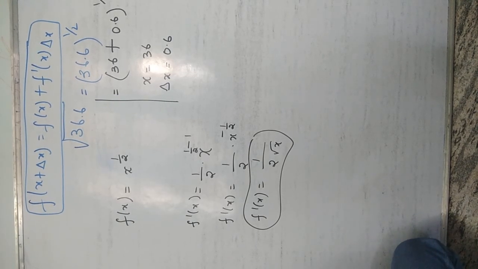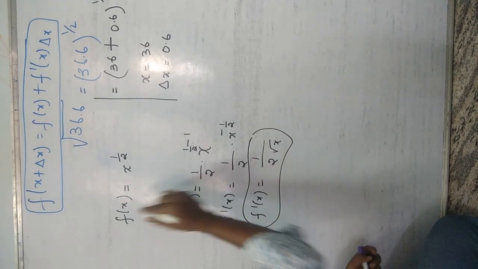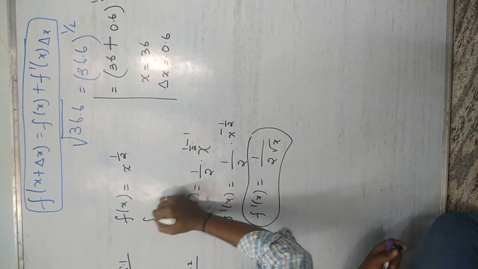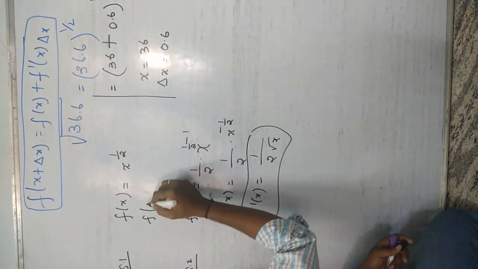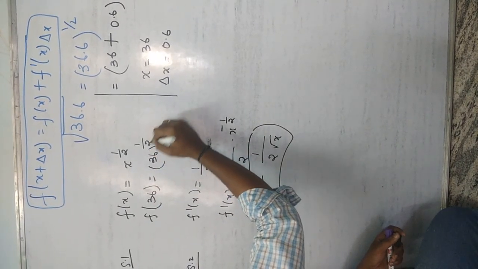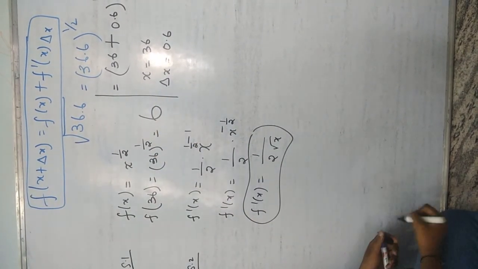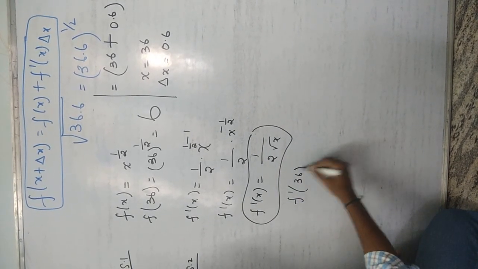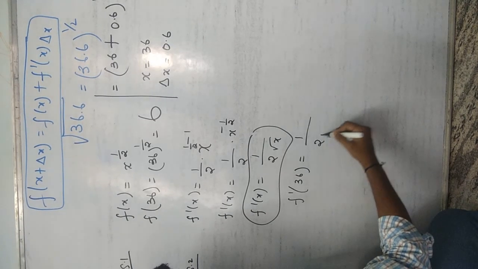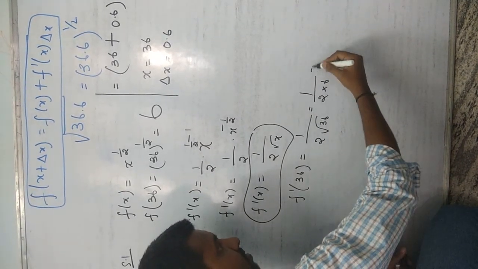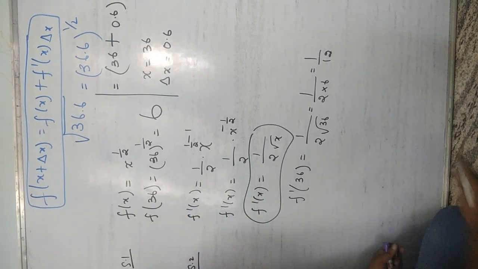Next, I have to substitute the x value and delta x value. Step 1, step 2. f of, in place of x, 36. So 36 power 1 by 2, so the answer is 6. And here f dash of 36, so 1 upon 2 times square root 36, 1 upon 2 times 6, 1 upon 12.